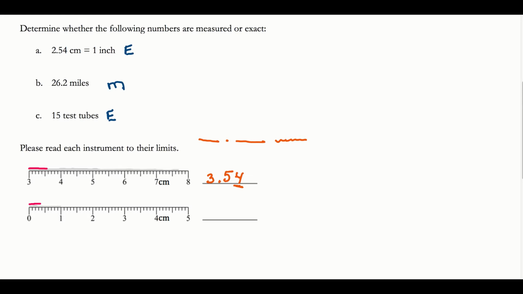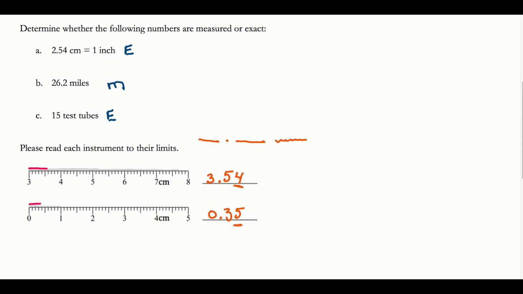Okay? For the next one, I've got 0.1, 0.2, 0.3, so it's somewhere between 0.3 and 0.4, which means I'm going to hold the place. That's not a significant digit. The 3 is exact. It is the next digit that's going to be estimated. So it's going to be somewhere between 3 and 4, so I'm going to estimate that it's 0.35. You can estimate whatever digit for this digit right here.